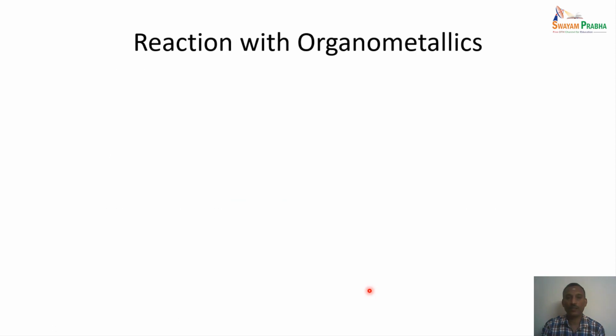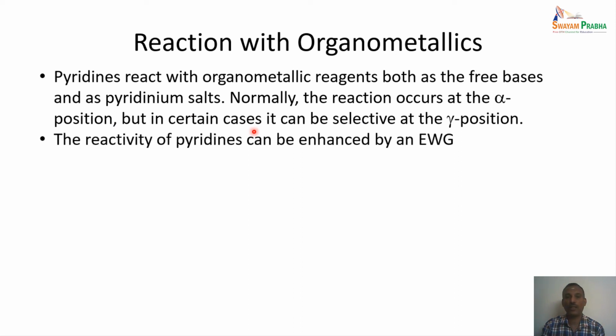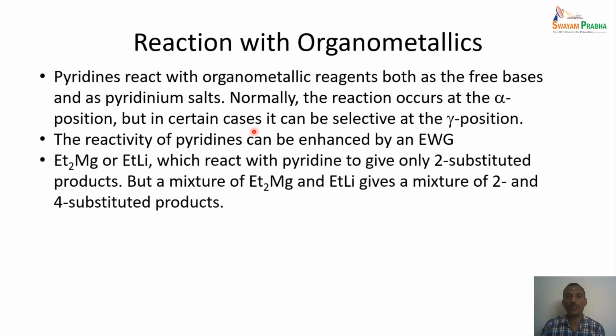Next, let us look at the reactions with organometallics. Pyridine reacts with organometallic reagents both as a free base and as a pyridinium salt. So normally this reaction occurs at the alpha position, but in certain cases it can be selective at the gamma position as well. And the reactivity can be enhanced by the presence of electron withdrawing groups.